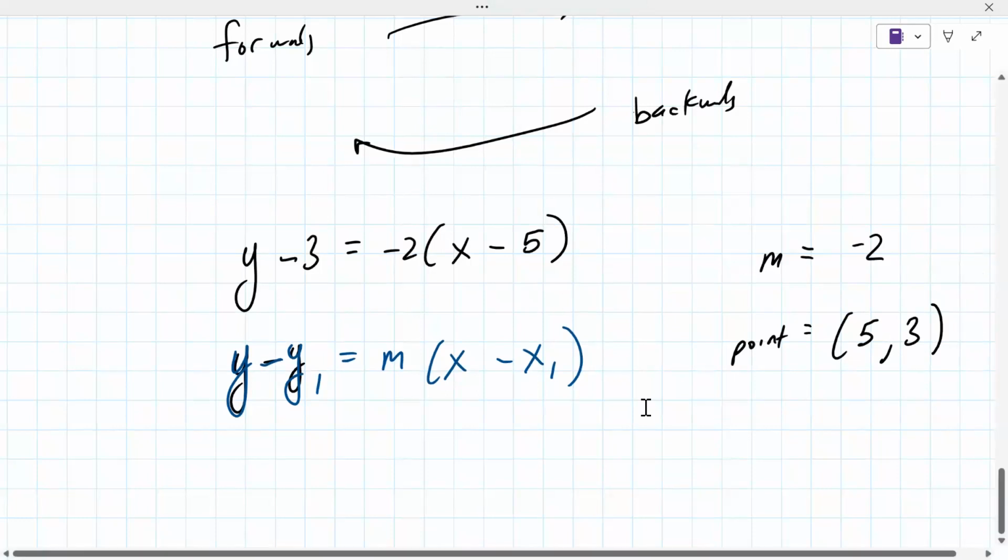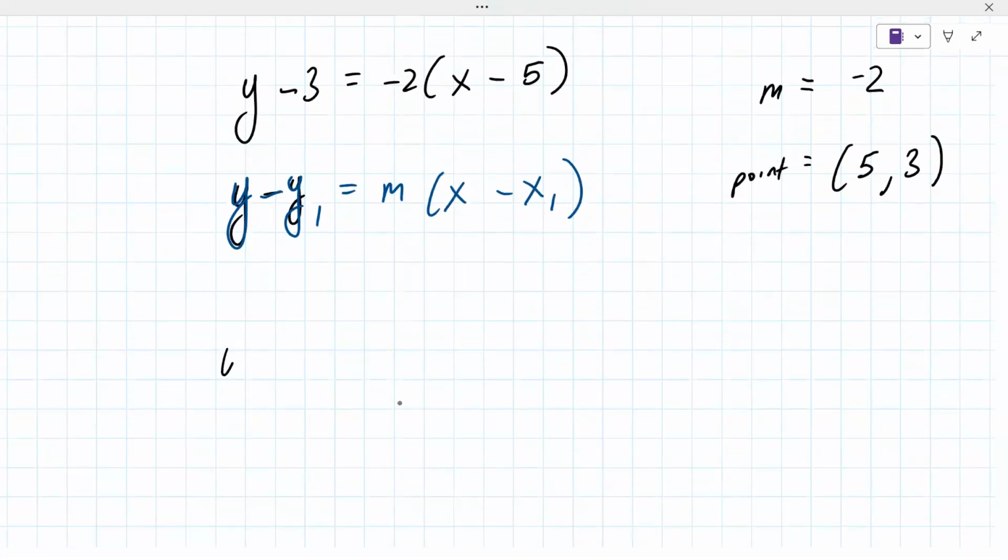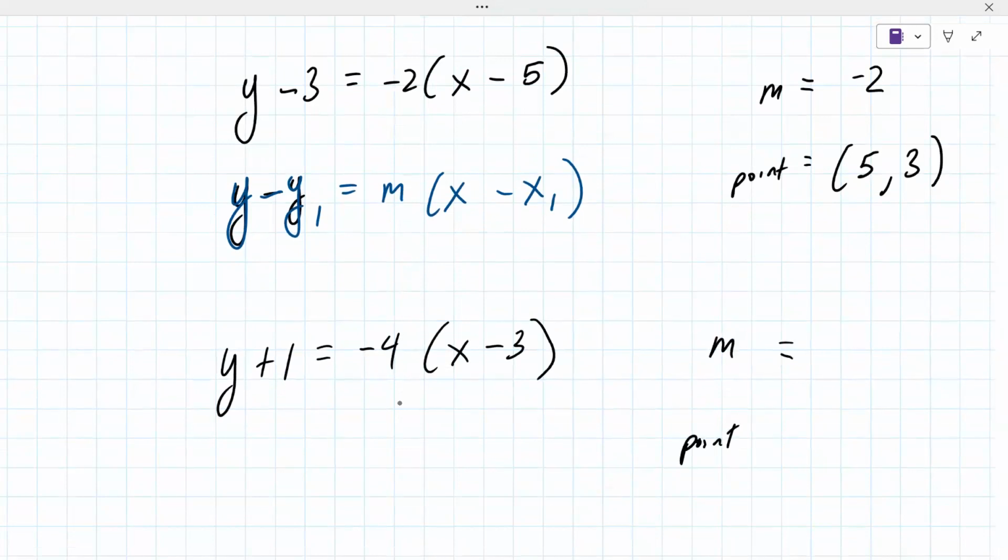Where you run into issues here is, let's say I give you something like y plus 1 equals -4 times x minus 3. Give me the slope and the point if you can, please.